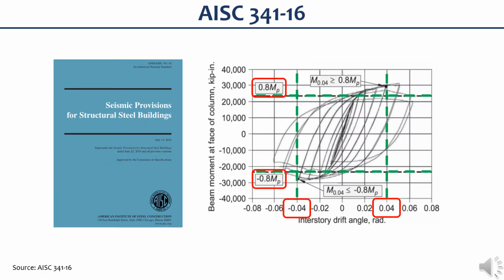The current detailed design requirements for SMFs are referenced to the seismic provisions, or known as the AISC 341. Now, during large seismic events, SMFs are expected to develop significant inelastic deformation that is mostly in the beam plastic hinge that is away from the column face.